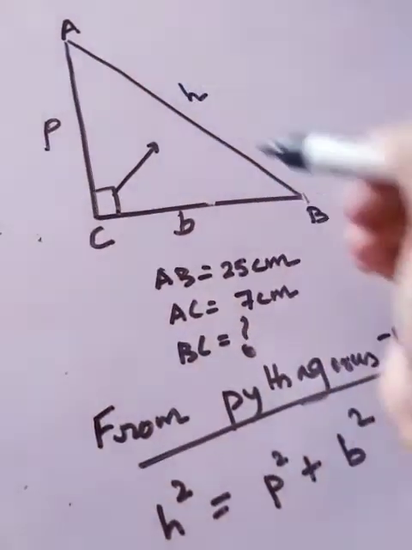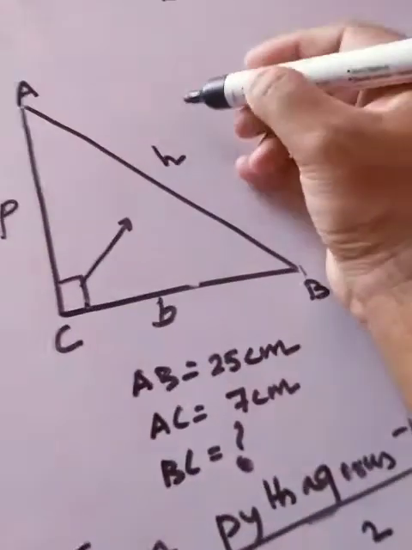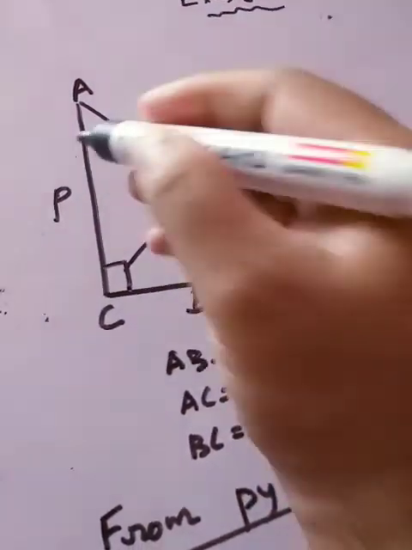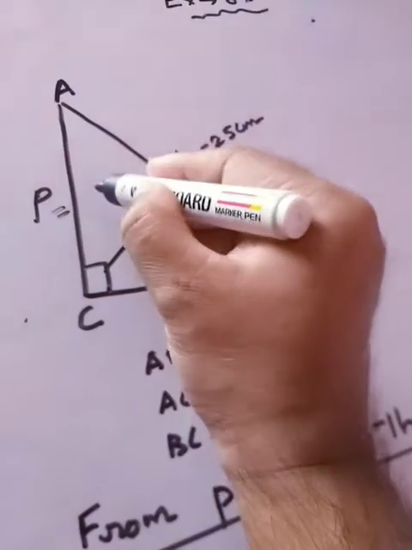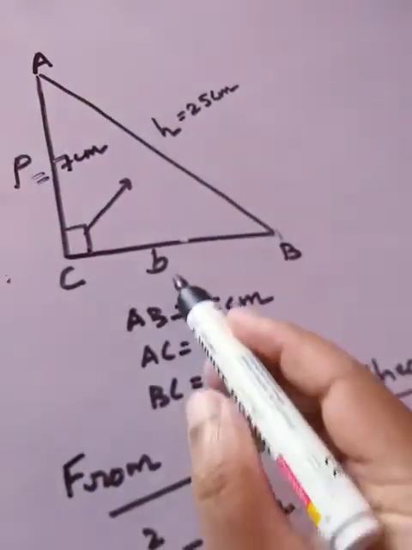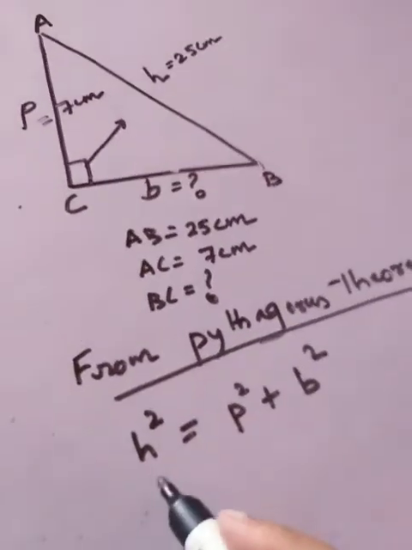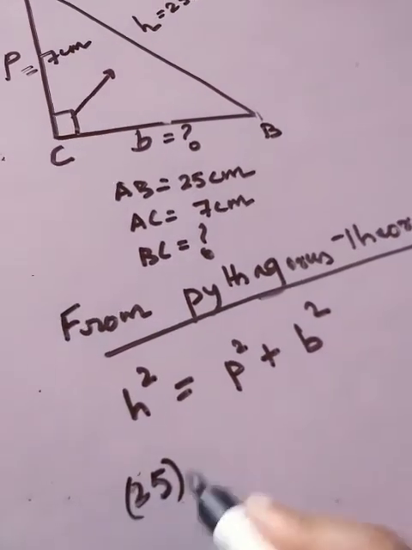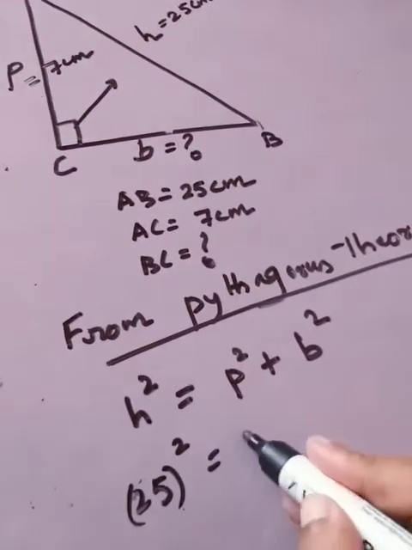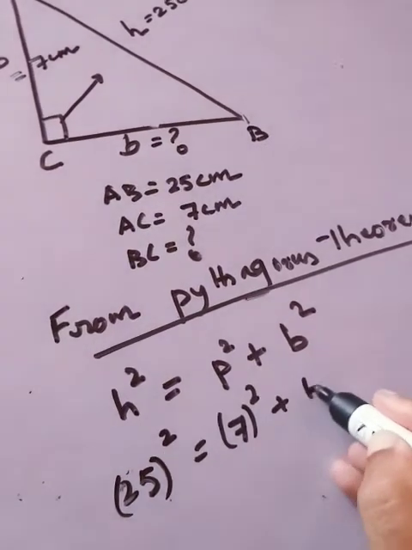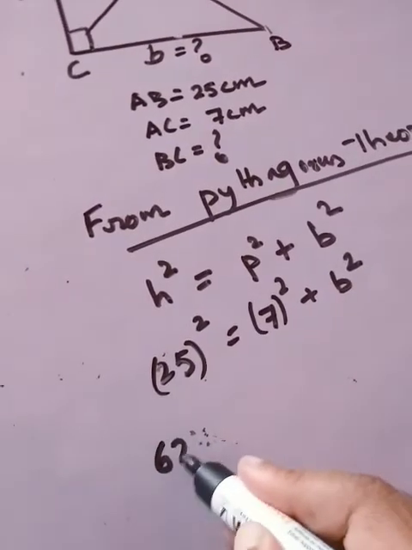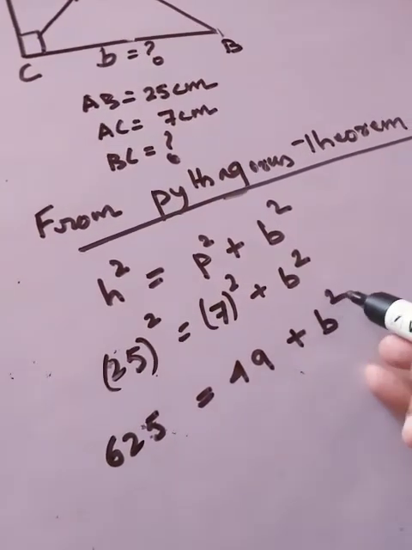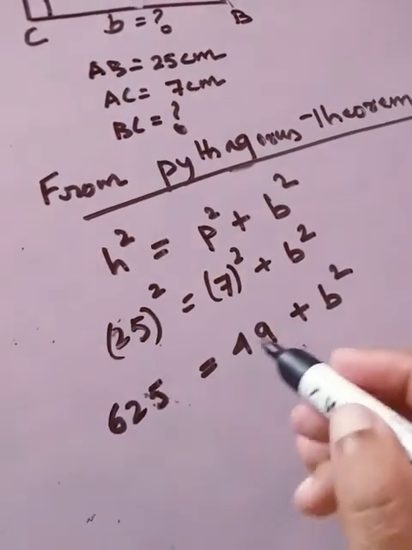Now what is given? AB is the hypotenuse, so it is 25 centimeter. AC is the perpendicular, given as 7 centimeter. You have to find out the base, isn't it? So just write the values accordingly: H equals 25 centimeter, so 25 square equals 7 square plus B square. 25 into 25 is 625, 7 sevens are 49, plus B square. Now you have to remove this 49.